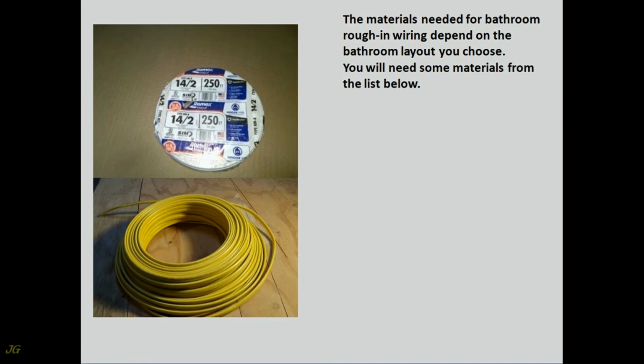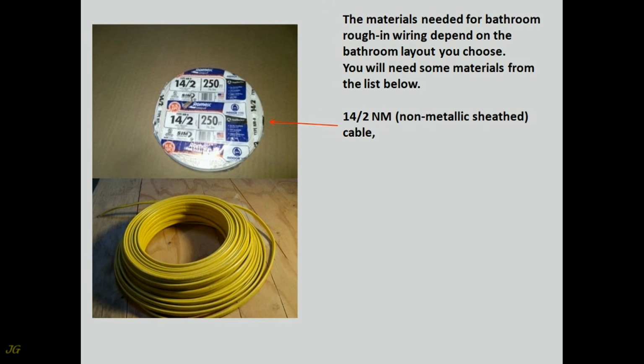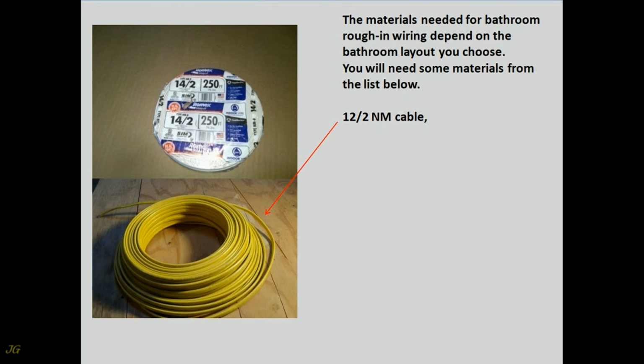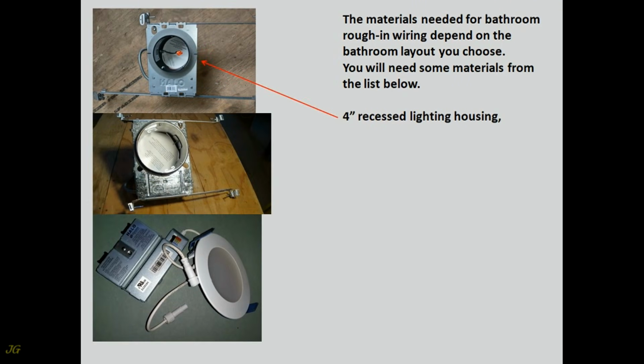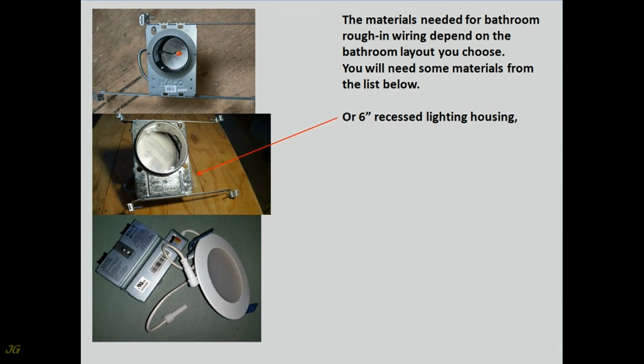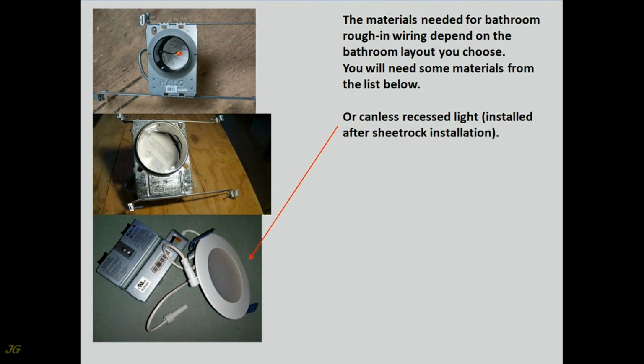You will need some materials from the list below. 14-2 NM, non-metallic sheathed cable. 12-2 NM cable. 4 inch recessed lighting housing, or 6 inch recessed lighting housing. Arcless recessed light, installed after sheetrock installation.